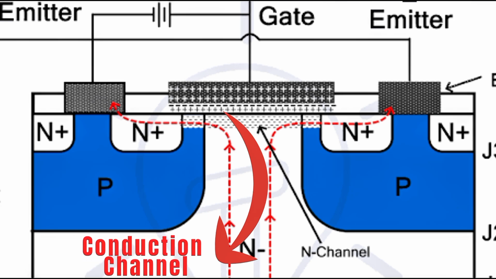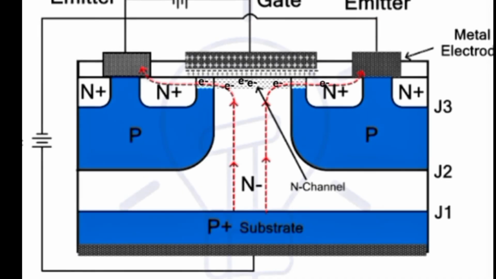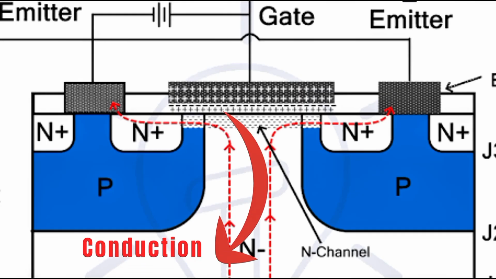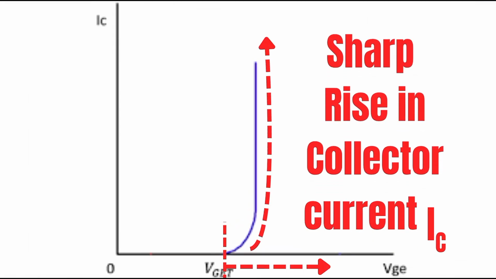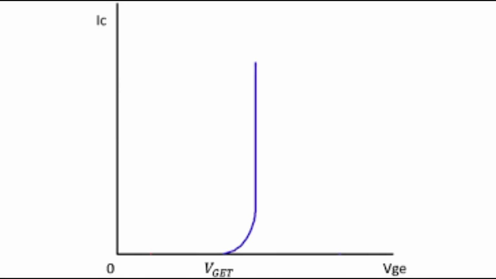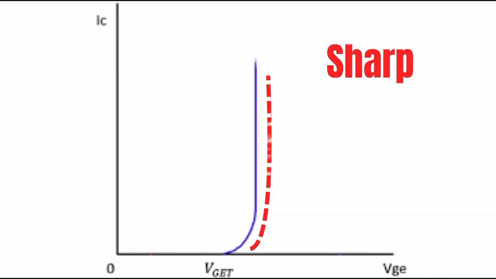This is due to the formation of the conducting channel and the injection of carriers. As VGE increases further, the channel widens, internal resistance drops, and collector current increases significantly. The relationship is non-linear, it rises fast.